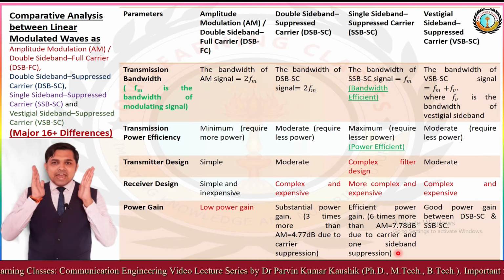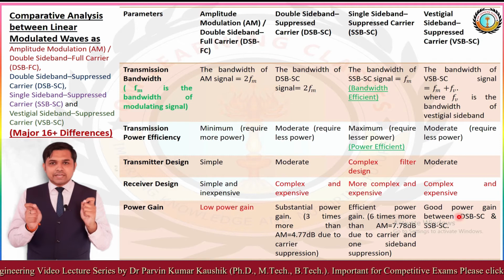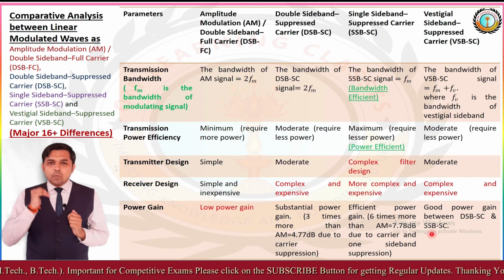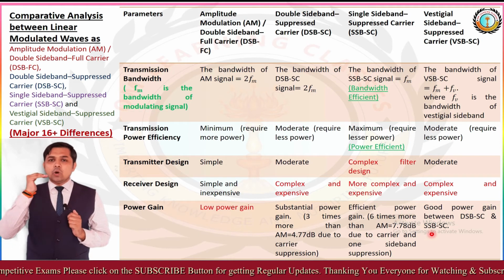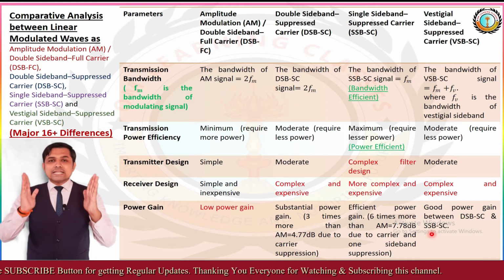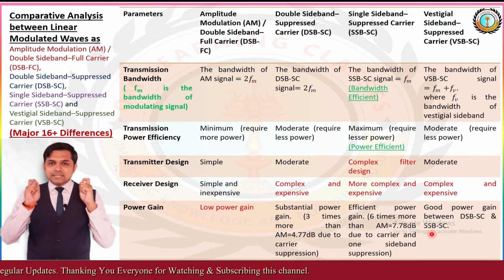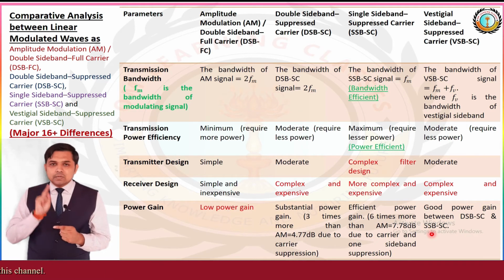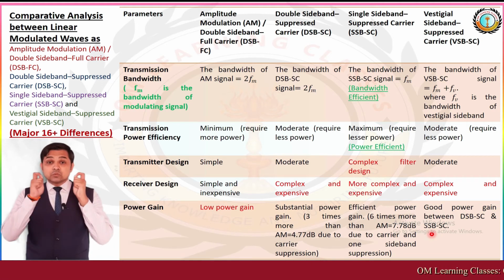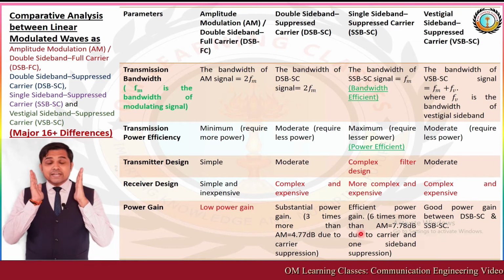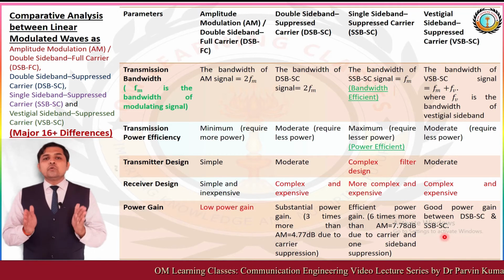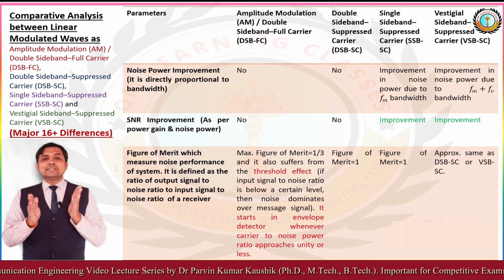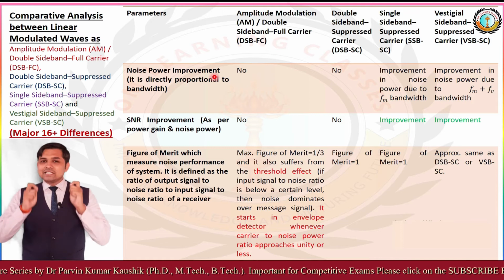And in VSB-SC we have good power gain, that is more than DSB full carrier or DSB-SC, but it is less than SSB-SC, because in this we have one sideband and one partial sideband. And this power gain is very important, because it is very helpful when you go for the designing of the system.